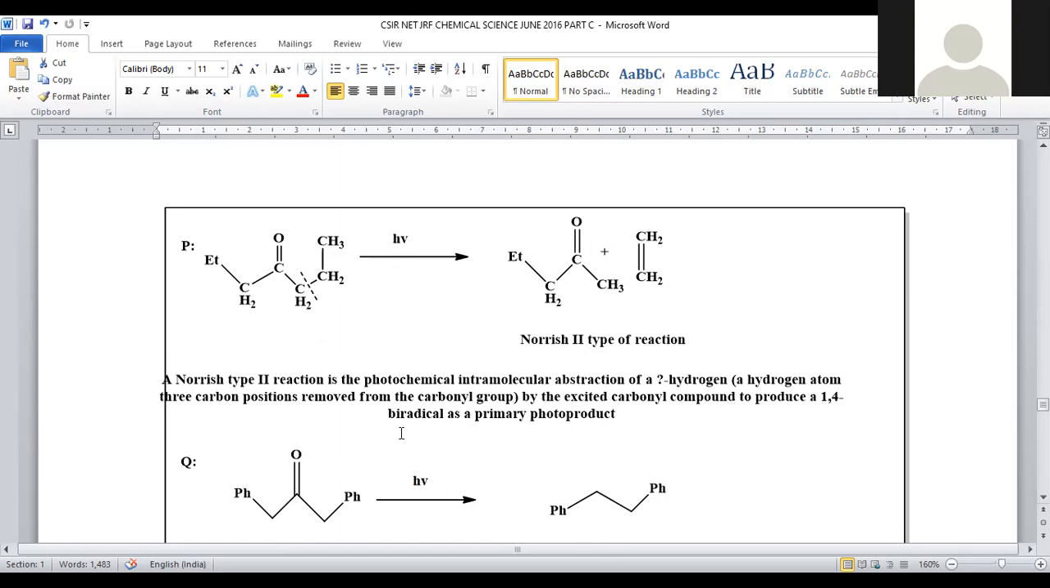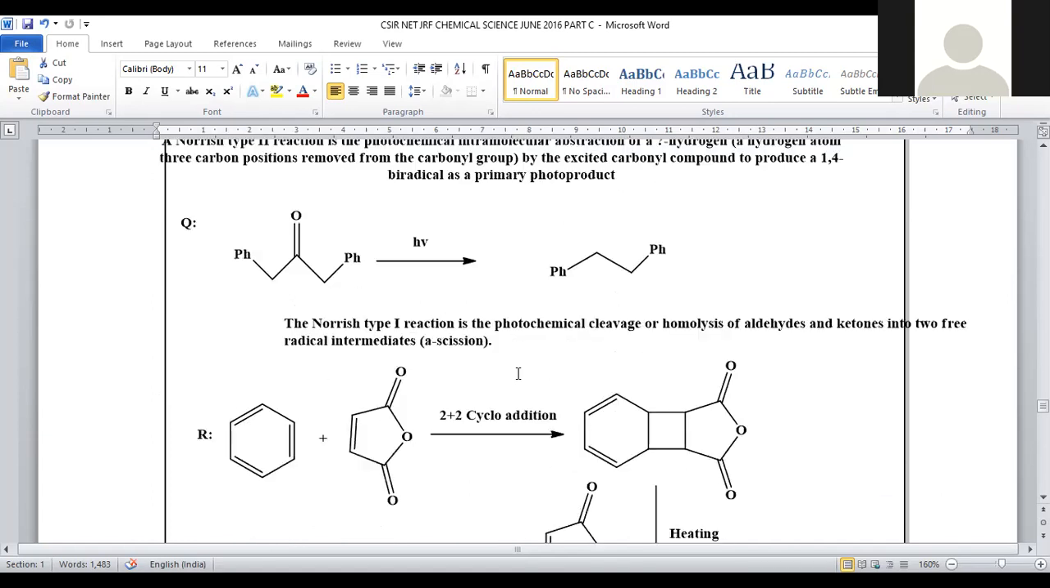So by the excitation of the carbonyl group, a 1,4-biradical is produced as the primary photoproduct. So here abstraction of hydrogen is possible, and subsequent cleavage is possible. Alpha, beta, gamma centers will be there. From this gamma center, hydrogen will be abstracted, and alpha-beta bond cleavage is possible, and we will get two fragments. This is known as the Norrish 2 type of reaction. A gamma-hydrogen-containing compound will participate in this type of photochemical reaction.